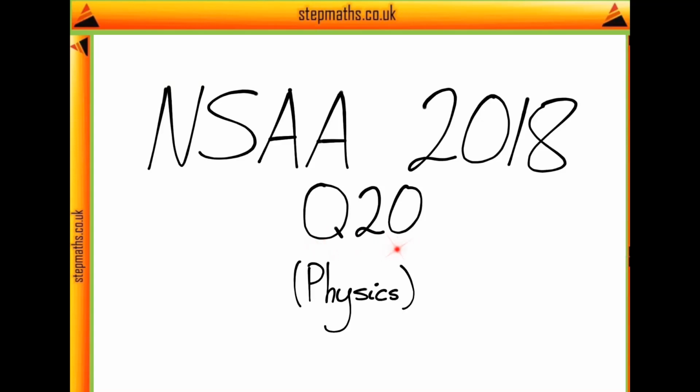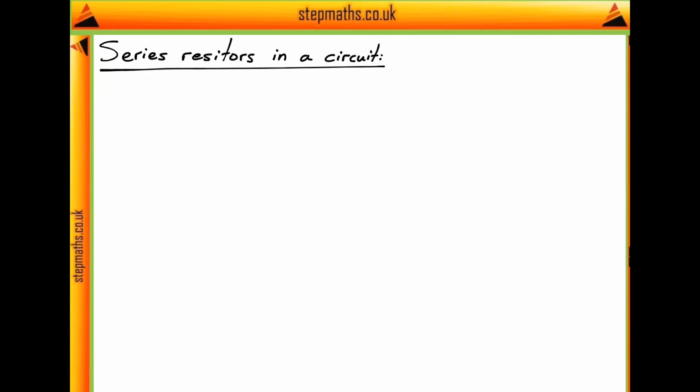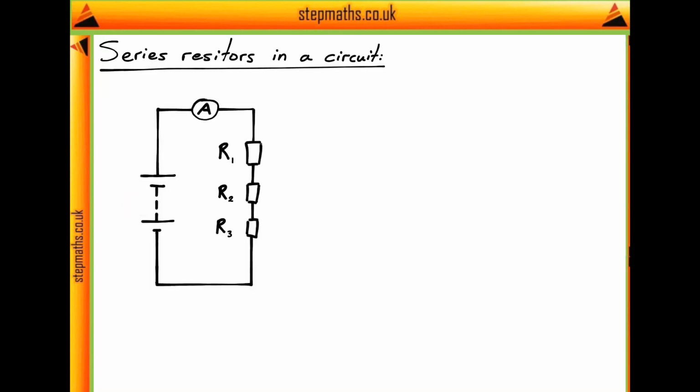Here we're going to look at question 20 from the NSAA 2018 paper. In this question, we're given a circuit which has a battery, an ammeter and 3 resistors of resistance 12 ohms, 15 ohms and 3 ohms respectively. We're also told that the current through the ammeter is 0.2 amps.